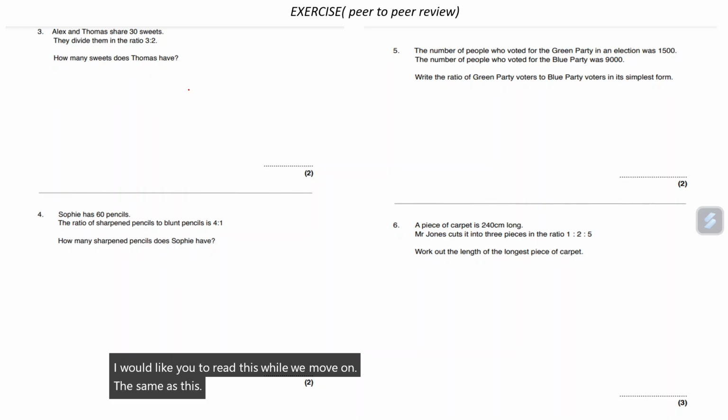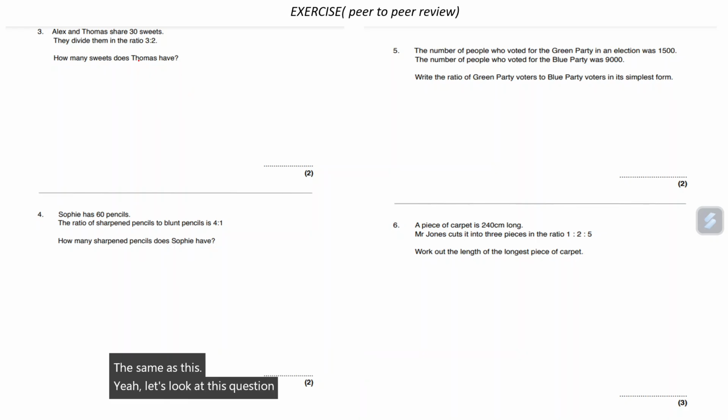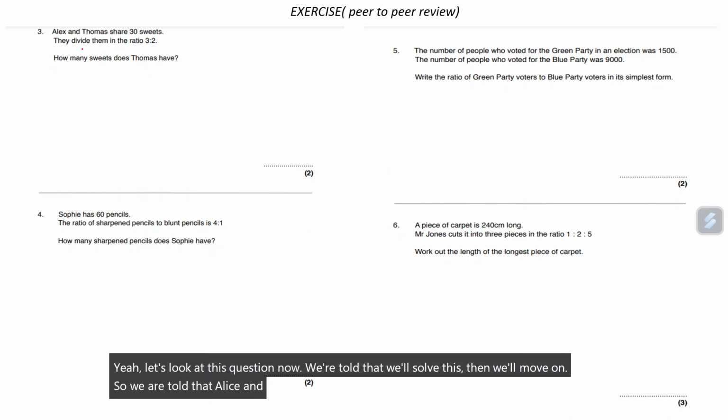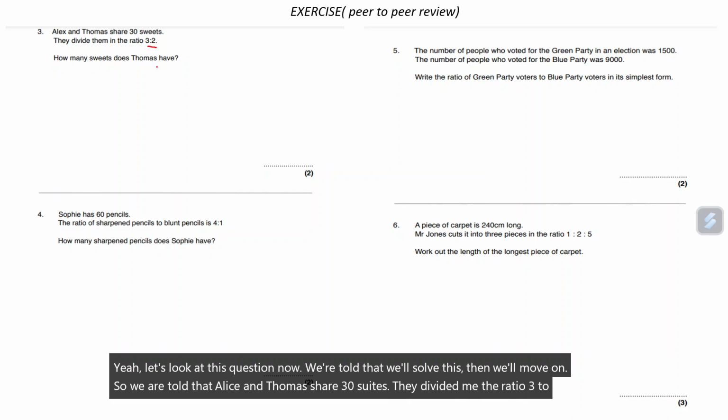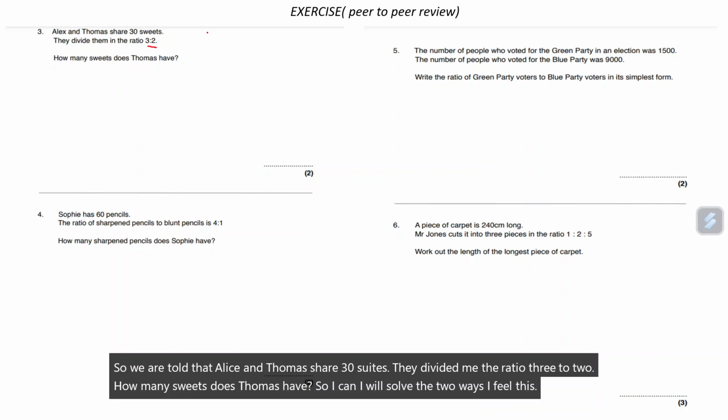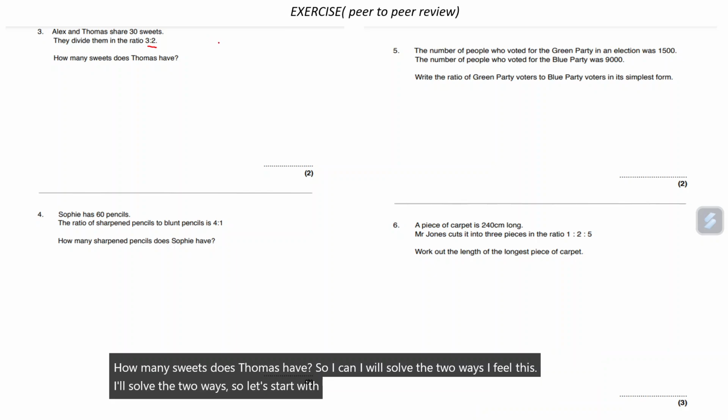Yeah, let's look at this question now. We're told that we'll solve this, then we'll move on. So we are told that Alex and Thomas share 30 sweets. They divide them in the ratio 3 to 2. How many sweets does Thomas have? I will solve it two ways. So let's start with the pictorial form.